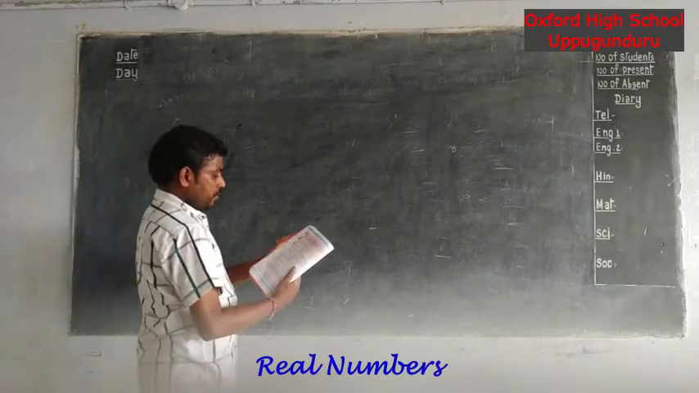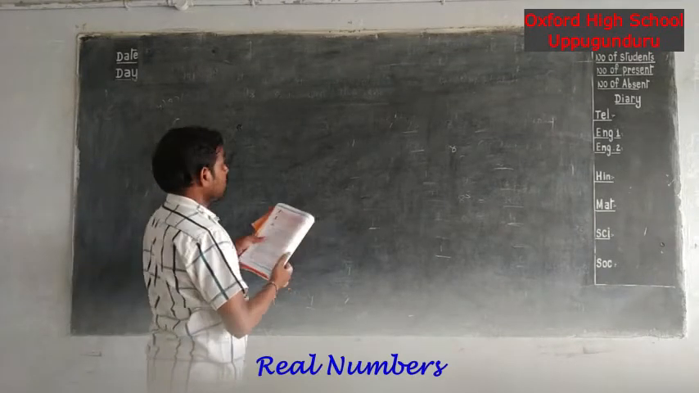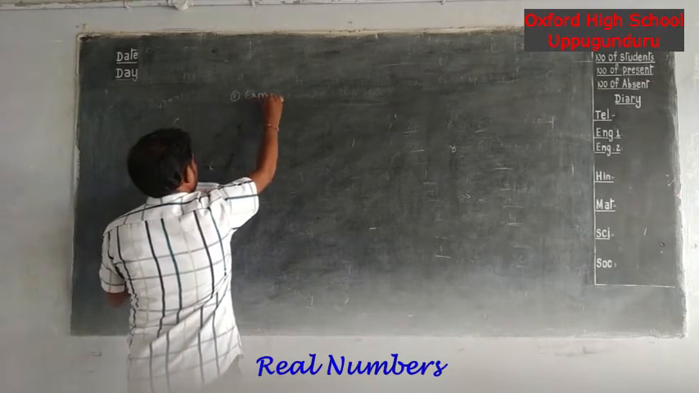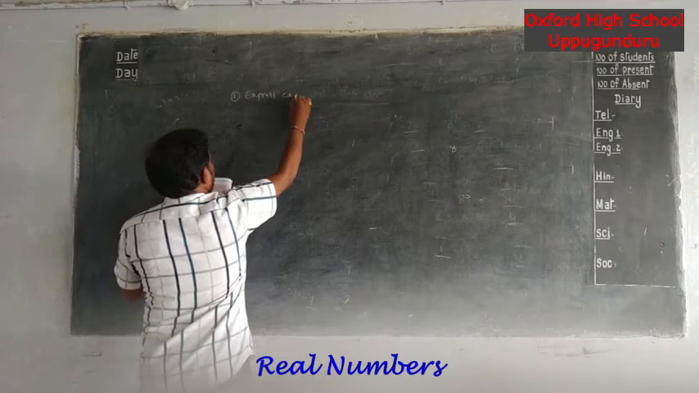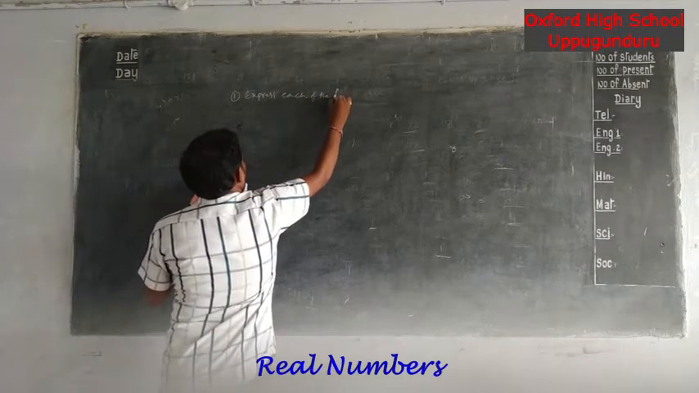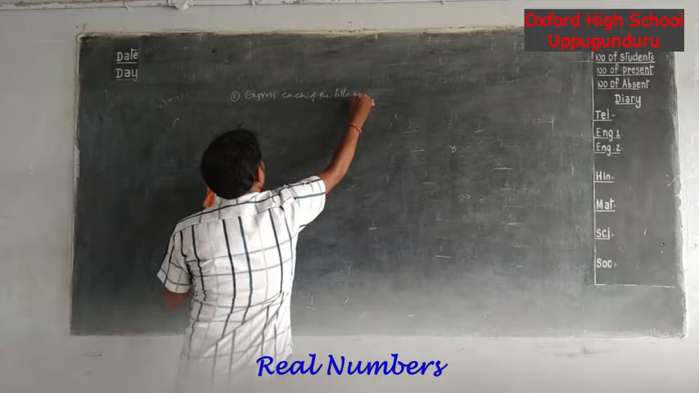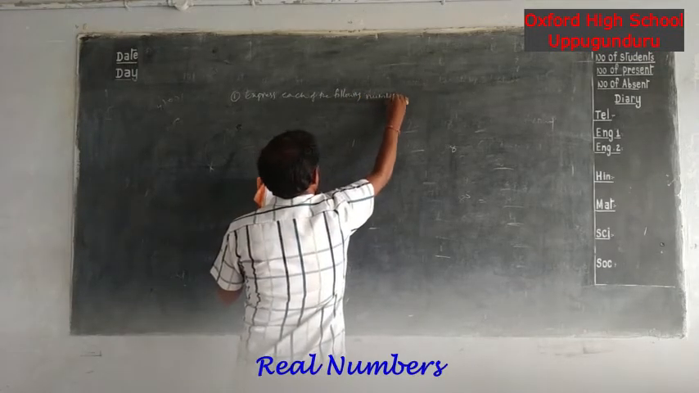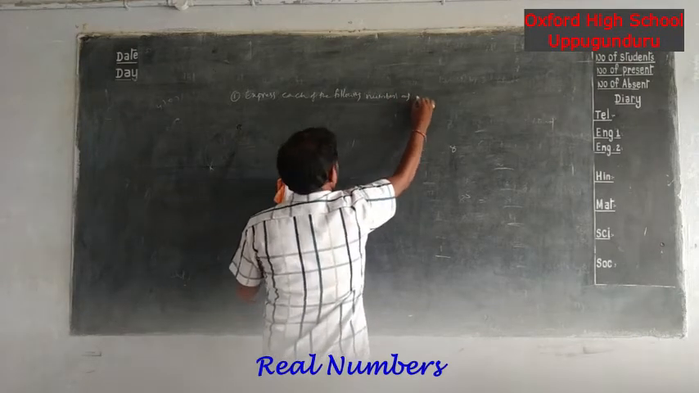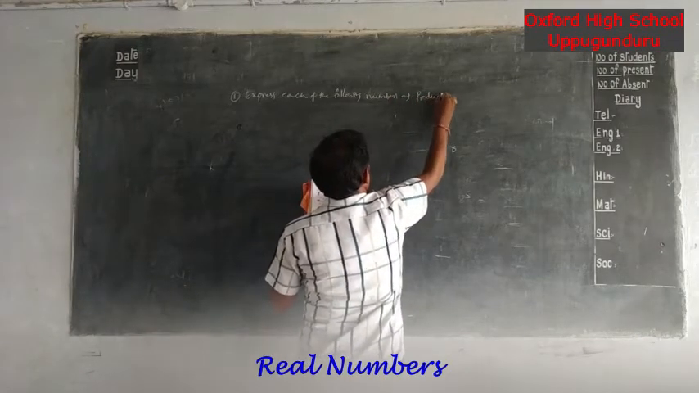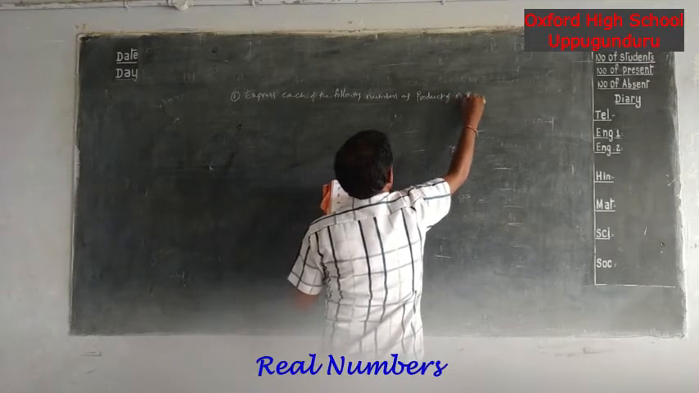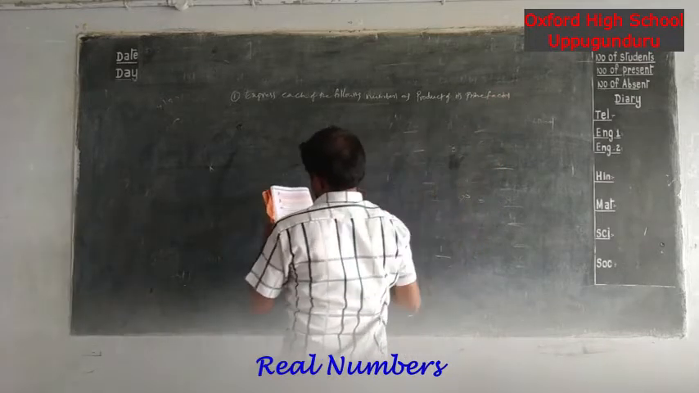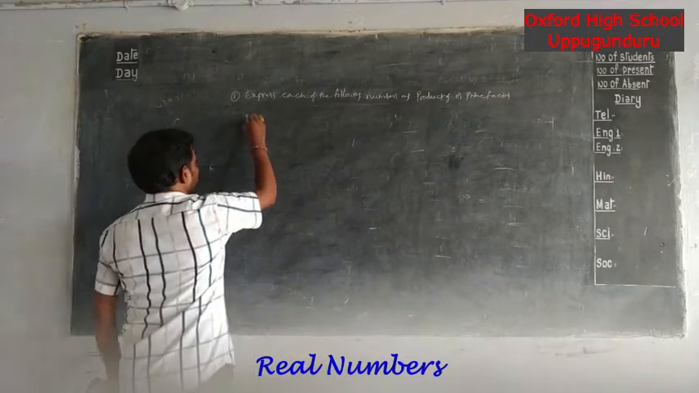Now exercise 1.2, first problem. What is the first problem? Express each of the following numbers as product of its prime factors. So you have to express each number as product of its prime factors.